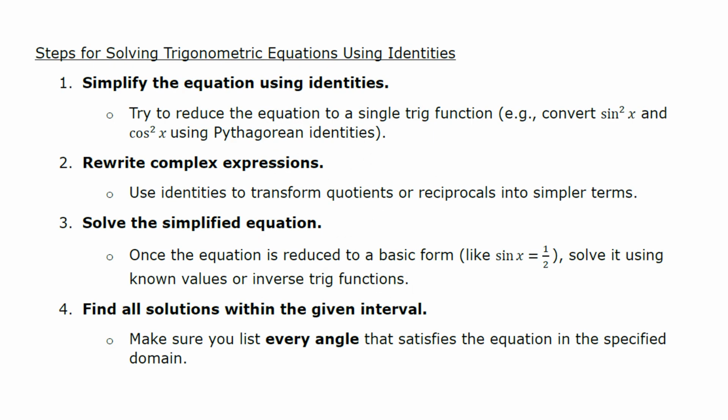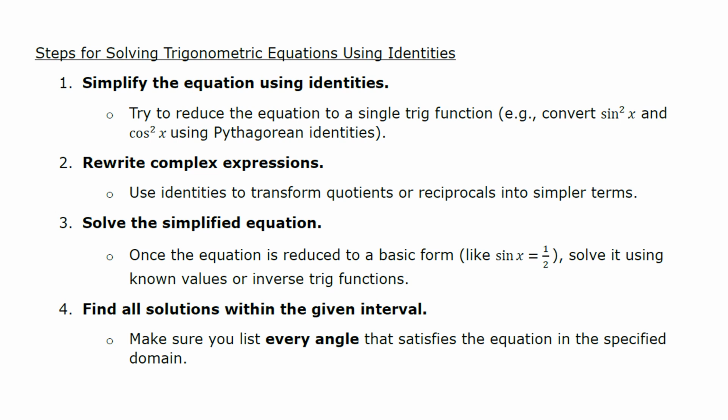So I've provided some steps here to help you in solving trigonometric equations using identities. Your first step should be to simplify the equation using identities. You want to try to reduce the equation into a single trig function, so converting sine squared x and cosine squared x using the Pythagorean identities. The second step is to rewrite complex expressions. We can use identities to transform quotients or reciprocals into simpler terms.